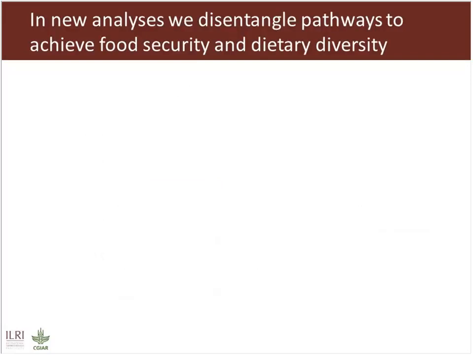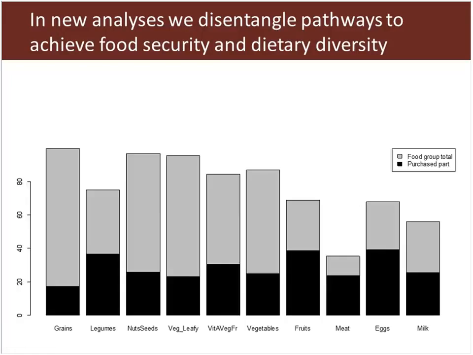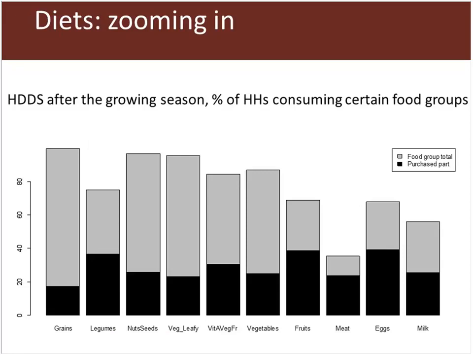In new analysis as well, we try to dive in a little bit further in terms of these indicators, and especially dietary diversity and food security. So here is an example of a recent application in Zambia led by the World Agroforestry Center in collaboration with Todd Rosenstock. He was leading this work, where we looked at the household dietary diversity score after the growing season, so after the harvest. And we looked here on the x-axis at the percentage of households consuming certain food groups, which are listed on the x-axis.